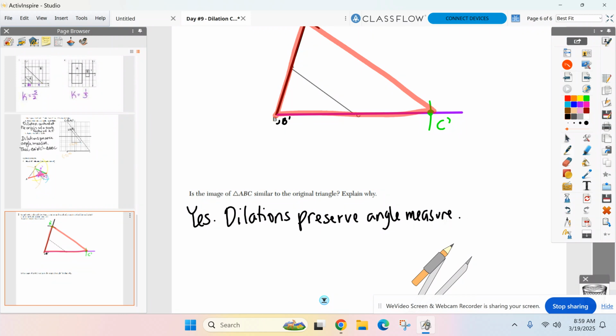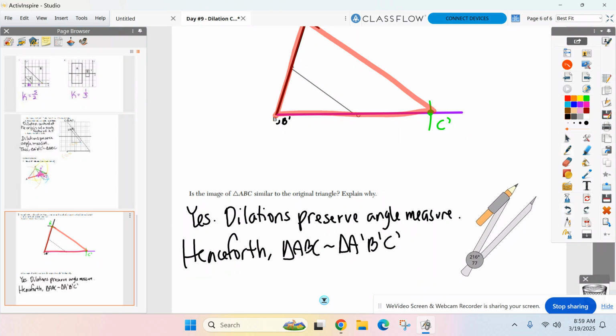I'm going to go henceforth here. Feeling like a boss right now. Henceforth, triangle ABC. Just be careful. Make sure you write the similar sign. A prime, B prime, C prime. Alrighty. What a session right there. Remember, dilations only preserve angle measure. That is it. Angles are congruent. Nothing else.